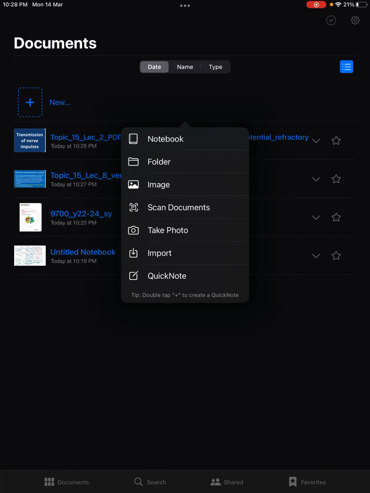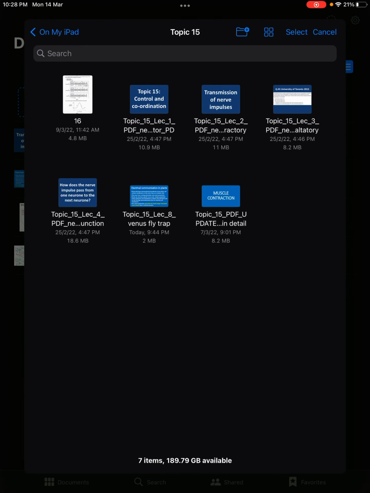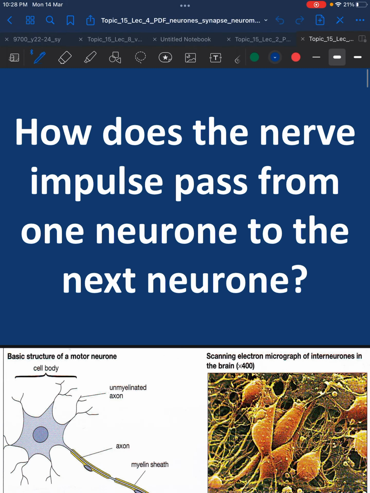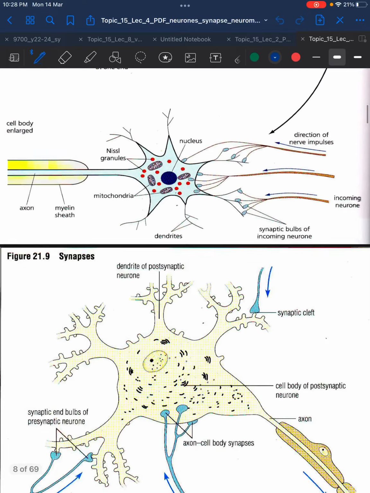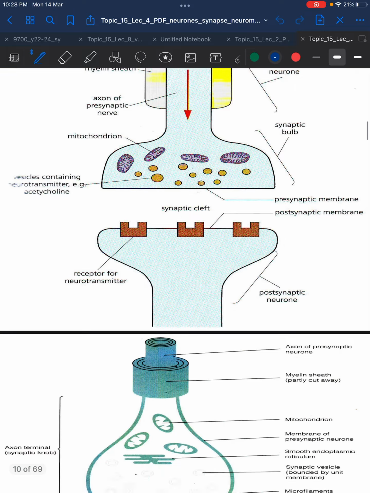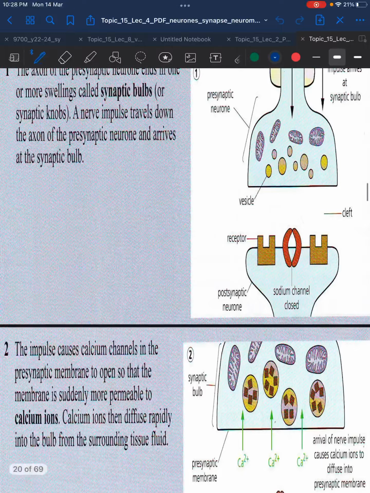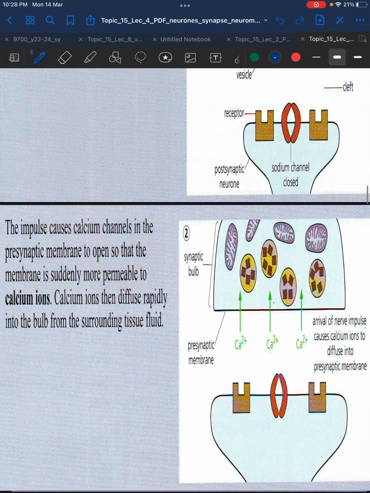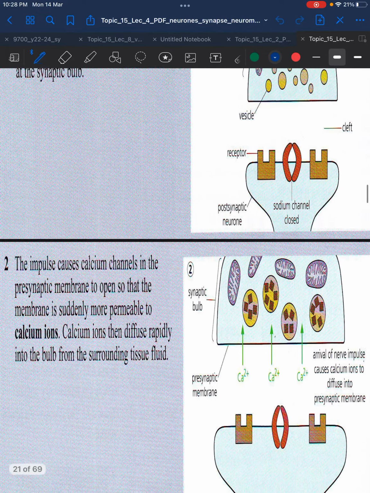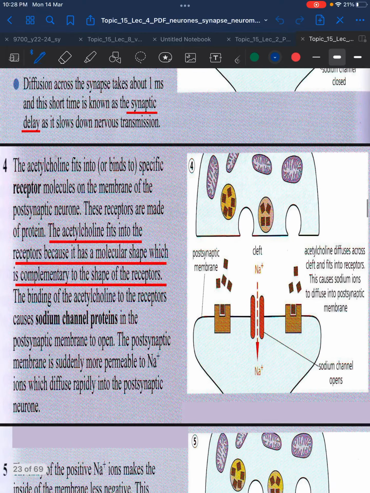Not in plants, synapse. Okay, let's talk about synapse, synaptic transmission. The concept that we are trying to explain.